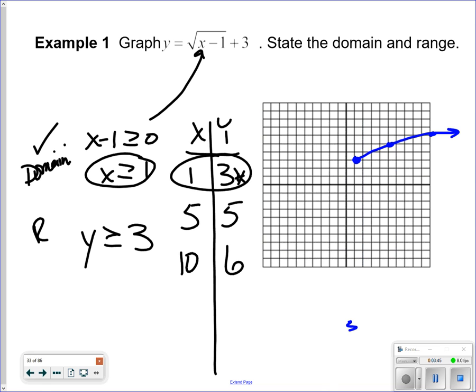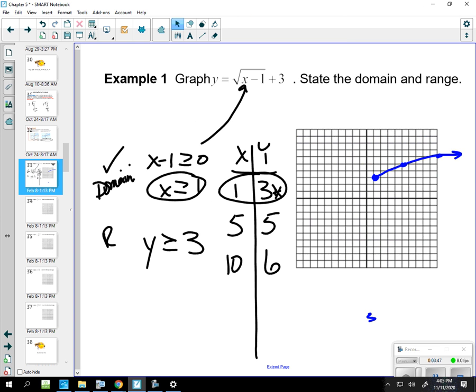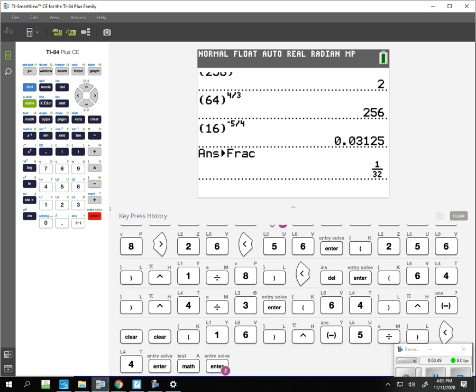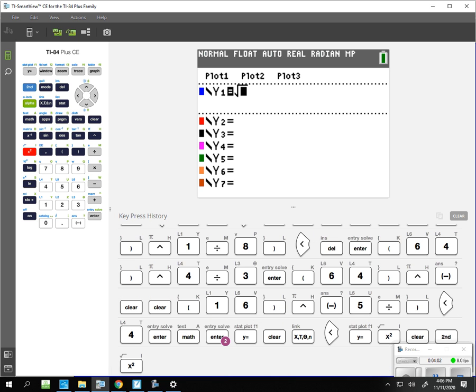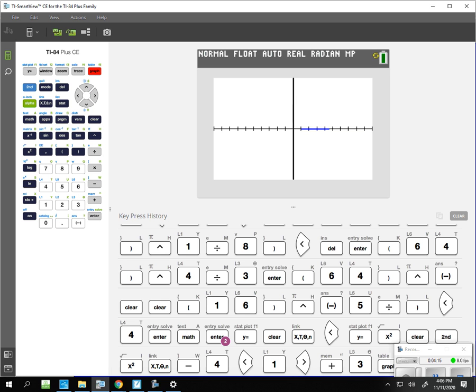Now I'm going to pull out a graphing calculator right now, and I'm going to type this in. So I've got y equals the square root of x minus 1. I'm going to go to y equals, and I'm going to type in second, square root, x minus 1 inside the radical. Now I've got an arrow outside the radical, and then there was a plus 3. So I'm going to hit graph.